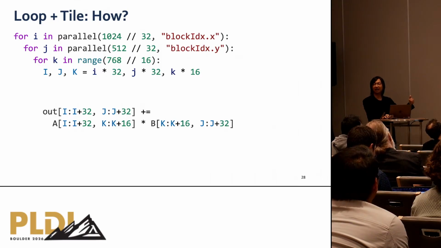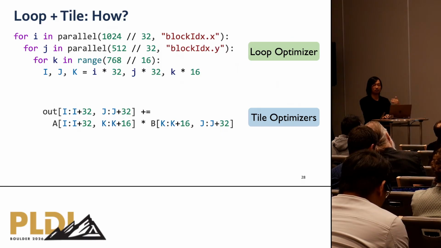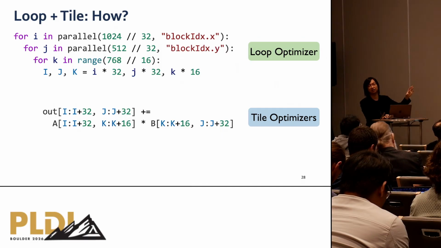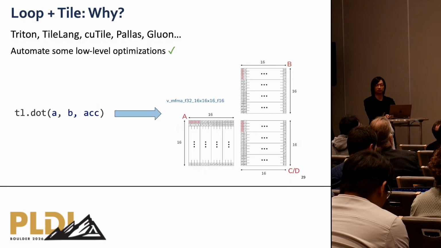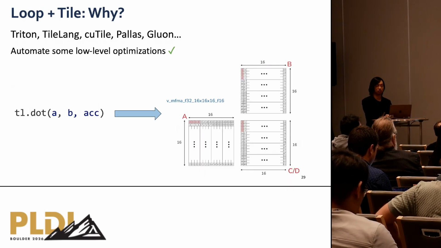So now we are in the tile IR category. And you can see there is a clear separation of obligation between the loop and tile optimizers. The loop optimizer created the outer loop structure, and now it is time for the tile optimizers to take on the dot product and optimize it. And it turns out tile languages are quite good at optimizing these tile dot products. Tile languages like Triton, TileLang, and many more are good at automating some low-level optimizations. If you write a dot product, it will automatically figure out how to use tensor cores for you.